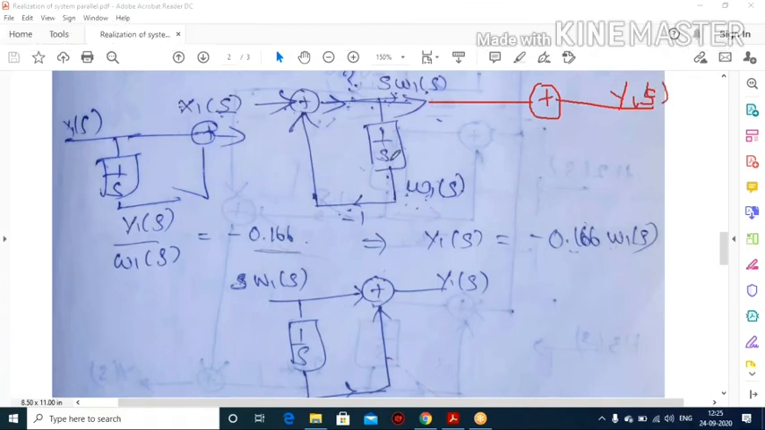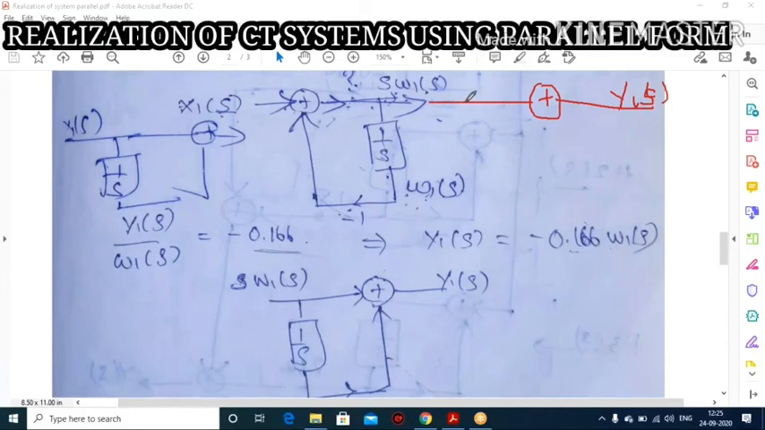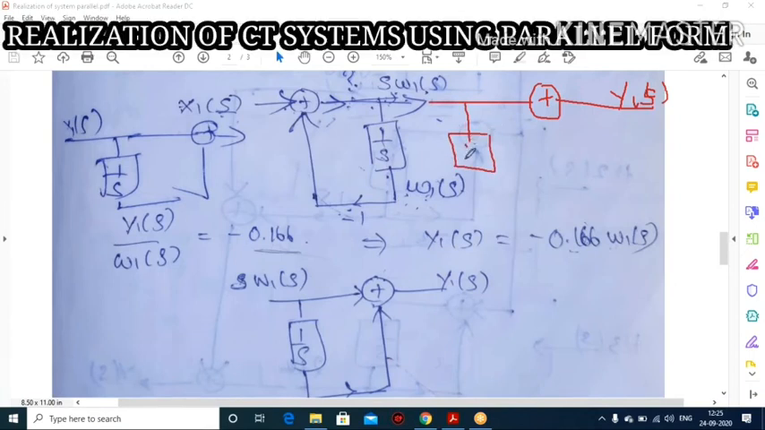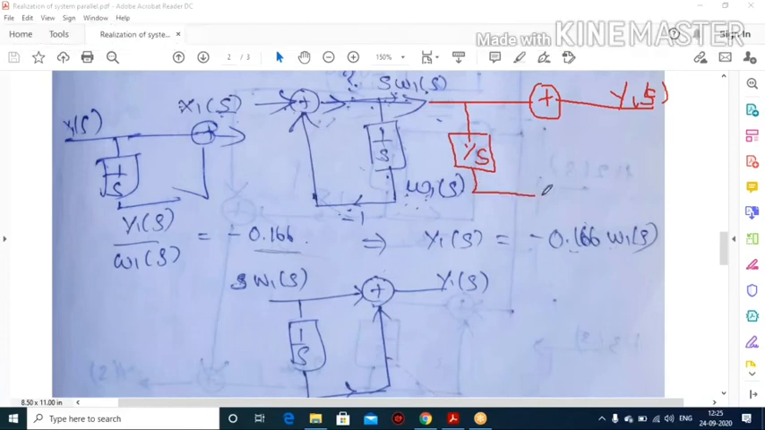So instead of 1 by S, here I have S into W of S. So here you put one integrator box. So that is 1 by S. Okay, so this 1 by S will be joined together here.